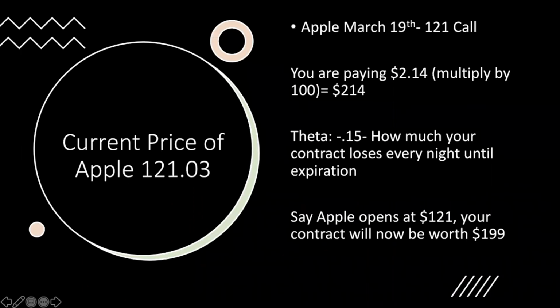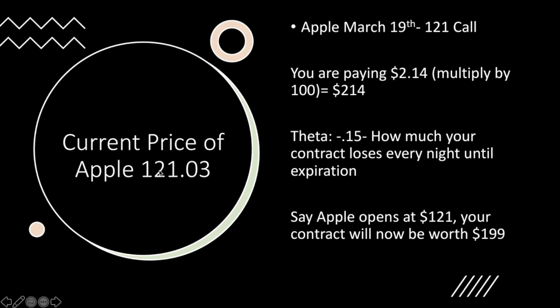In this example, again, we're looking at Apple March 19th, 121 call. You're paying, again, $2.14. You multiply it by 100, so you're paying $214. You think of this as your non-refundable deposit, but you could sell it at any time if it does go up. What theta means is how much your contract is going to lose every night until expiration. So you're going to lose roughly 15 cents, or $15, every night until March 19th if Apple stays at $121.